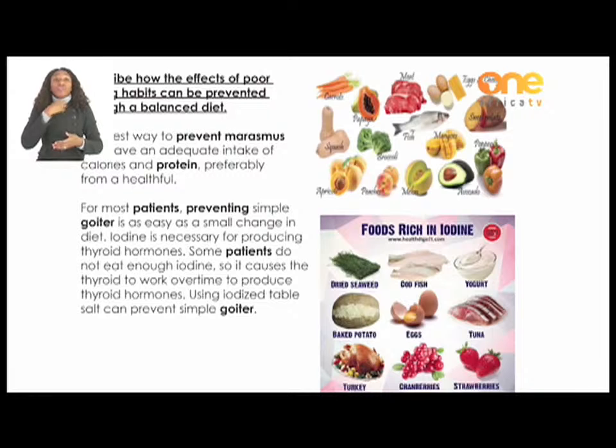So this is telling you that in order to prevent goiter, you must have some iodine in your diet. You can get iodine from using iodized table salt, the normal salt that we put in our food. Just by having it, it will be able to prevent goiter. Next to the explanation, you can see a picture of different foods. These foods include cold fish, yogurt, baked potato, eggs, tuna fish, you mentioned them. These are some of the foods that will provide you with iodine.